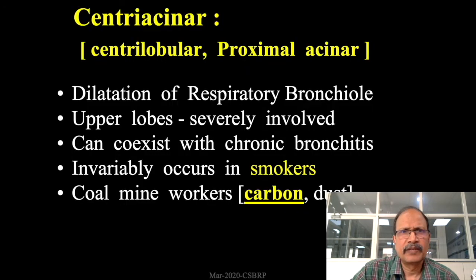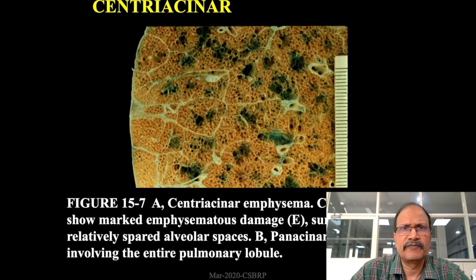And centriacinar emphysema, what is very important to remember with centriacinar emphysema is its association with smoking, and it is associated with exposure to carbon dust. So the person who works in coal mines may get the centriacinar type of emphysema, and those who smoke chronically may also land in the centriacinar type of emphysema.